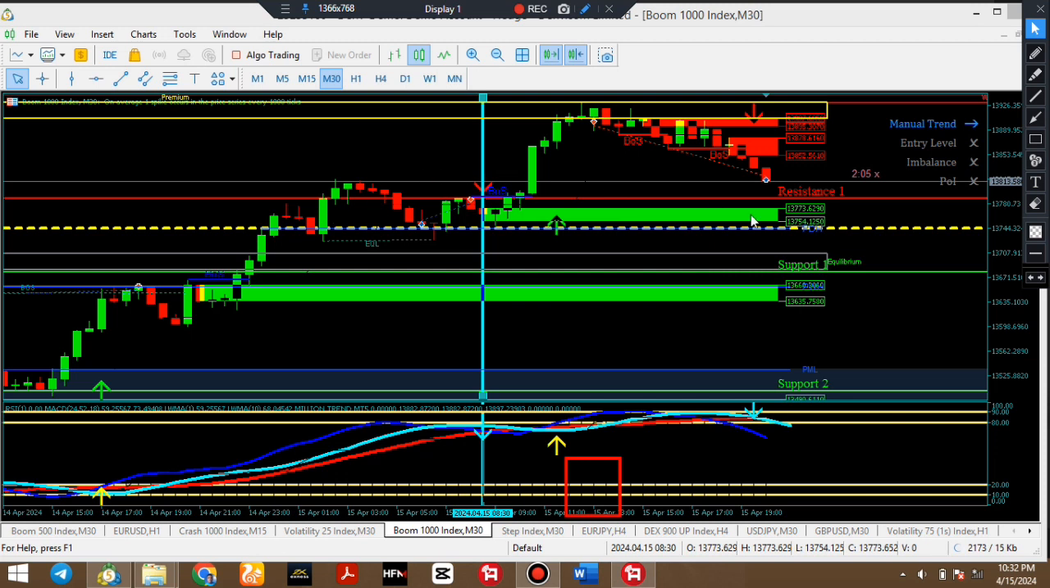Yes, it applies to any pair, any currency. The main thing is, whichever currency you are trying to trade on, make sure you take your time to analyze it. It is better to take one trade that is going to end successfully than looking for multiple trades which you are not sure of what is going to happen.